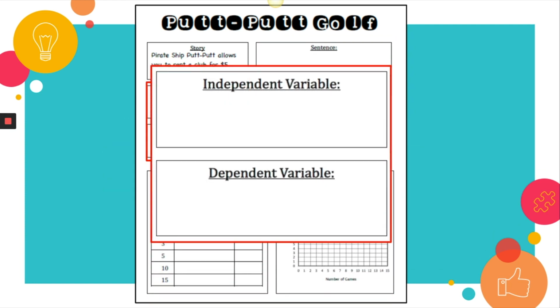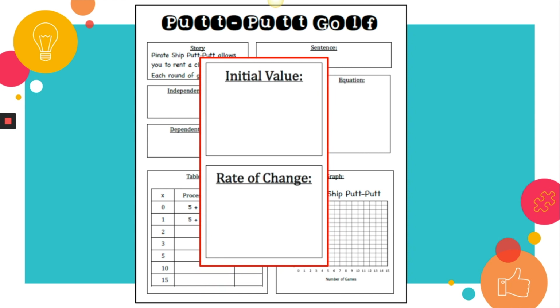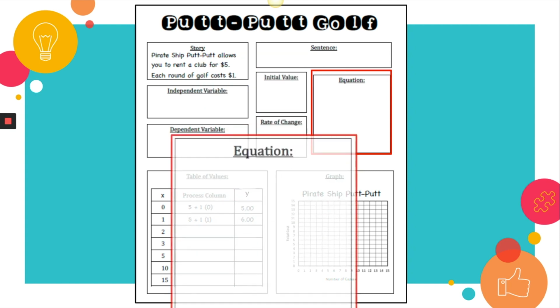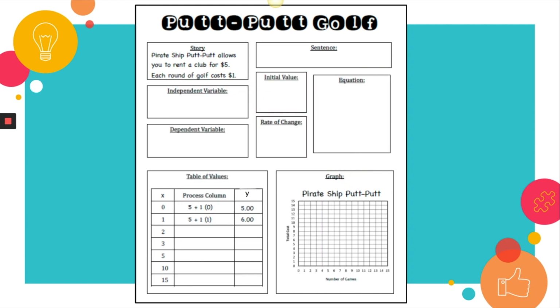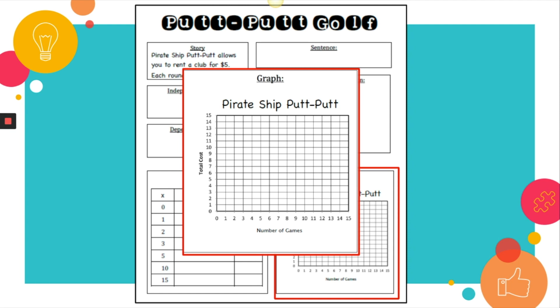Next, they can identify the independent and dependent variable. They can decide what the initial value and the rate of change is for this scenario. And based on the initial value and the rate of change, they should be able to write this equation. So then we want them to take that equation and complete the table of values, and then use those ordered pairs in order to plot those points on the graph.